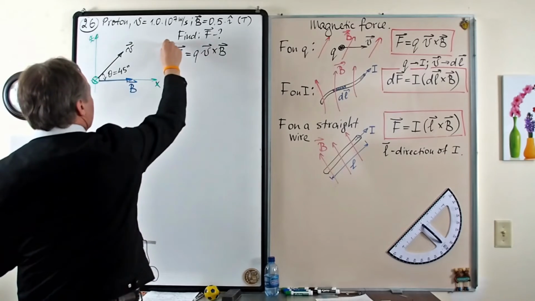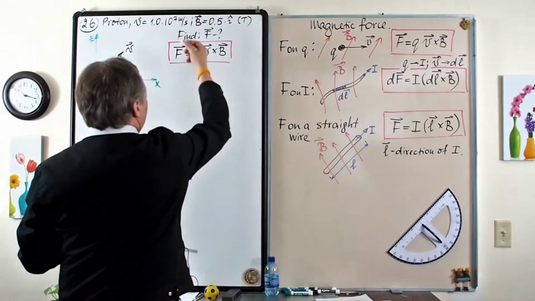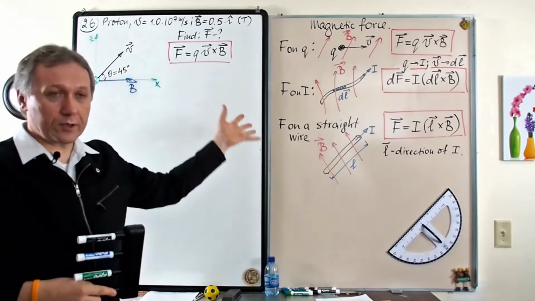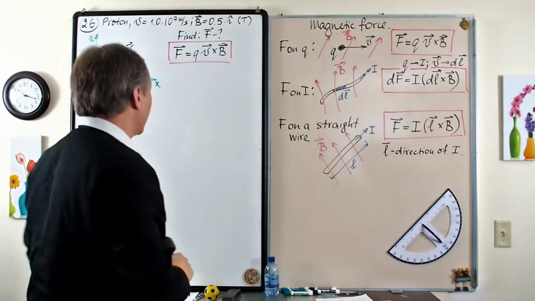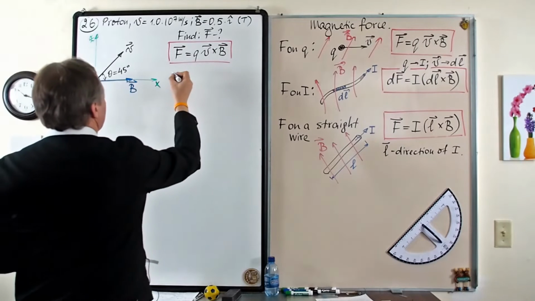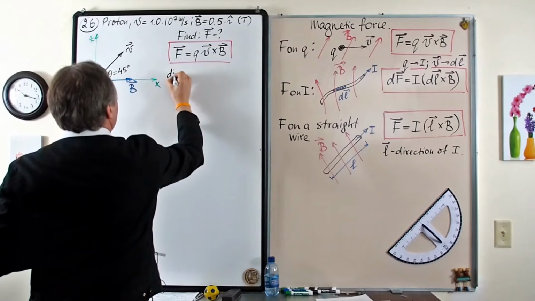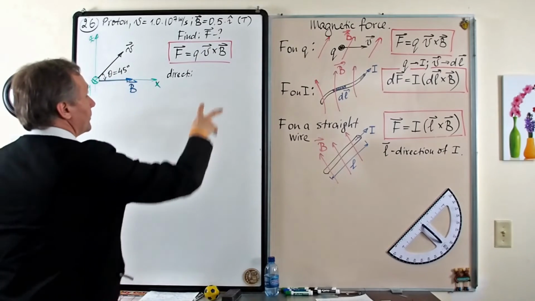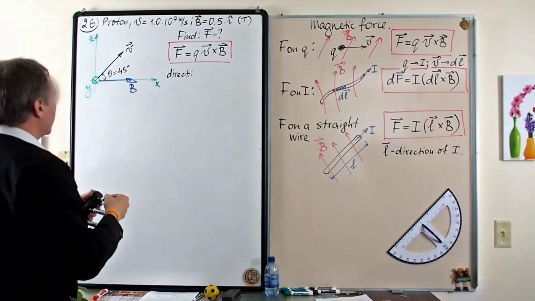And so we just need to apply it. Again, force is a vector, so probably first I will find the direction and then the absolute value of that force. So let's start with direction. Right-hand rule, V cross B.